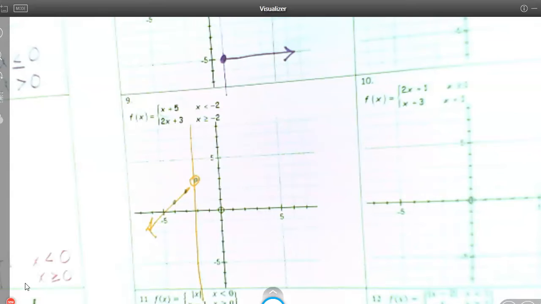So whenever you draw this, I do want to see kind of some points there. I don't want to just see some line on the other side of -2. I want to see where some of your points are. Okay, let's look at the next one.